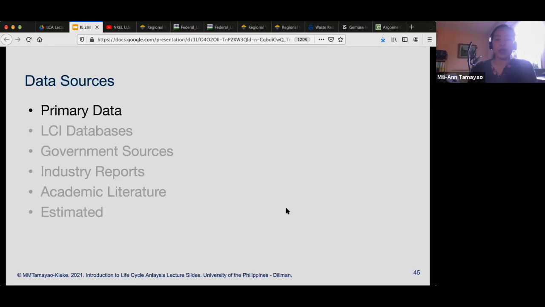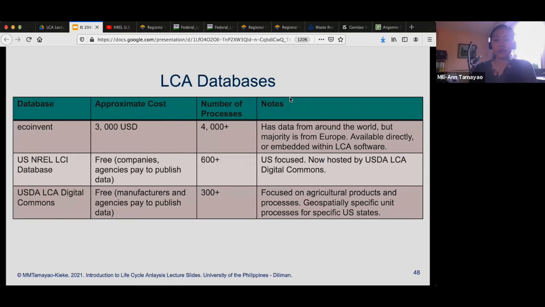In terms of data sources, you can have several. Again, you can have primary data. You can have LCI databases. These are some of the popular LCA databases and most comprehensive so far. Of course, you have the EcoInvent, which is used by SimaPro. The approximate cost is $3,000 US. I think these values are actually not updated. You can look it up on your own. But years ago, this was the price.